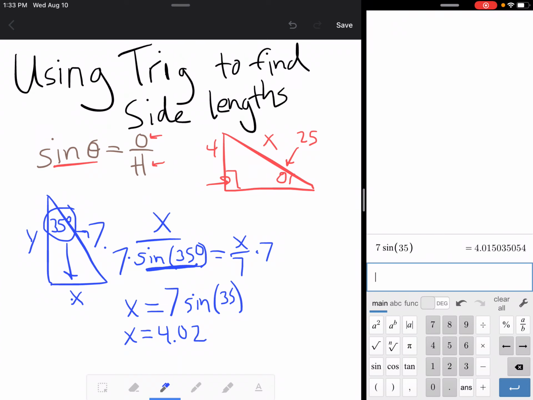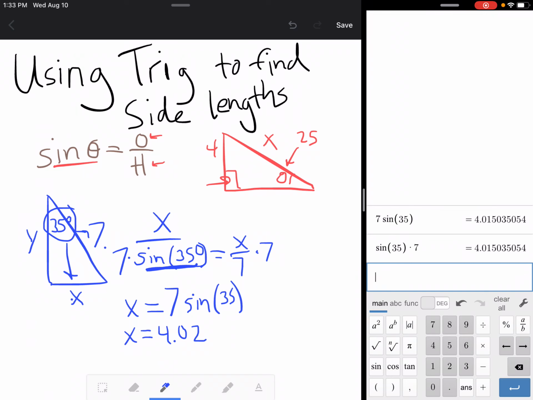Now, I want to point out a couple of things. One, we've got to be careful. We can't type sine 35 times 7 like that. You have to make sure you have parentheses around the 35, because 35 is all we're taking the sine of, not 35 times 7.